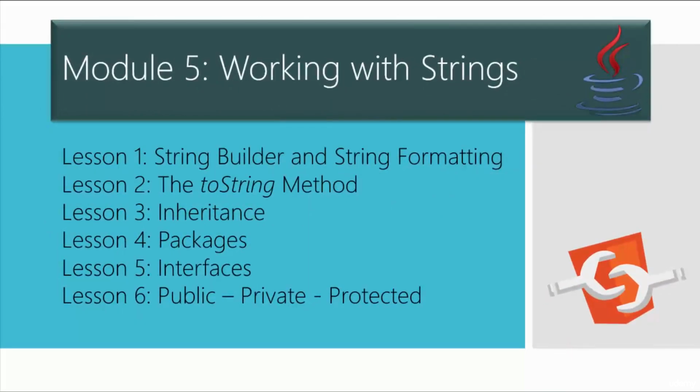Module 5 is working with strings. 6 lessons in this module. Lesson 1, we'll take a look at how Java uses the string builder and string formatting. In other words, I'll demonstrate various concepts such as string concatenation and so on. Lesson 2 is the toString method. This Java toString method is used when we need a string representation of an object. So we'll take a look at how that works.